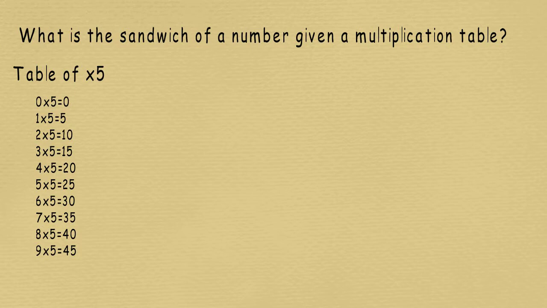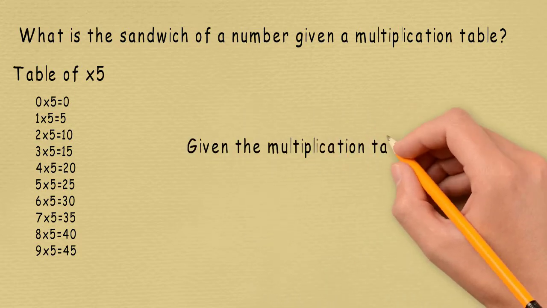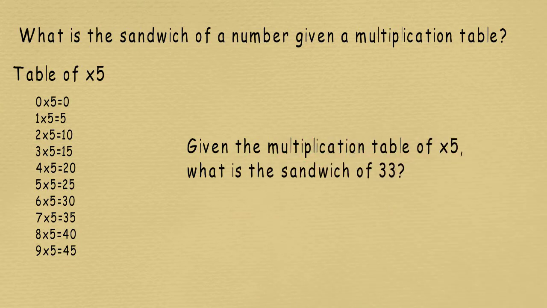Now, we're also going to be given a number and be asked to find the sandwich of the number. The question is going to be like this. Given the multiplication table of times 5, what is the sandwich of 33? To get the answer to this question, we're going to sandwich the number 33 in between a small number and a big number just by looking at the table of times 5.